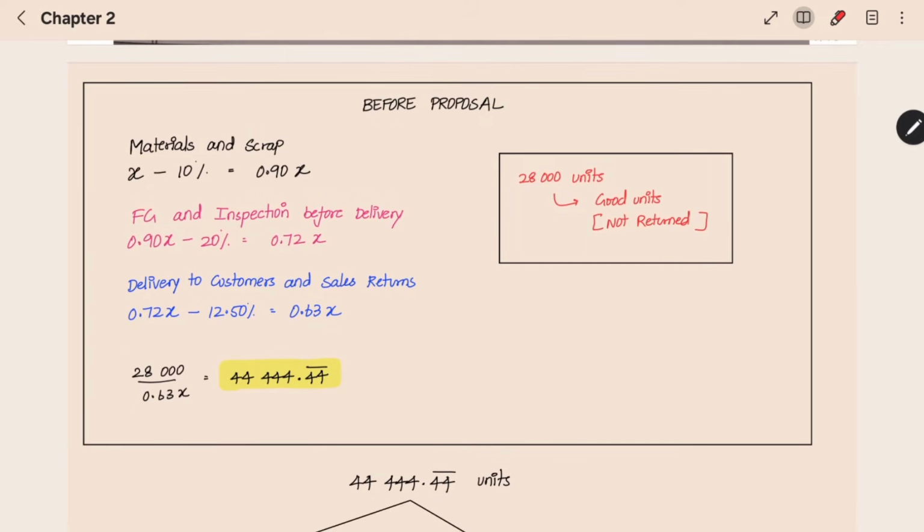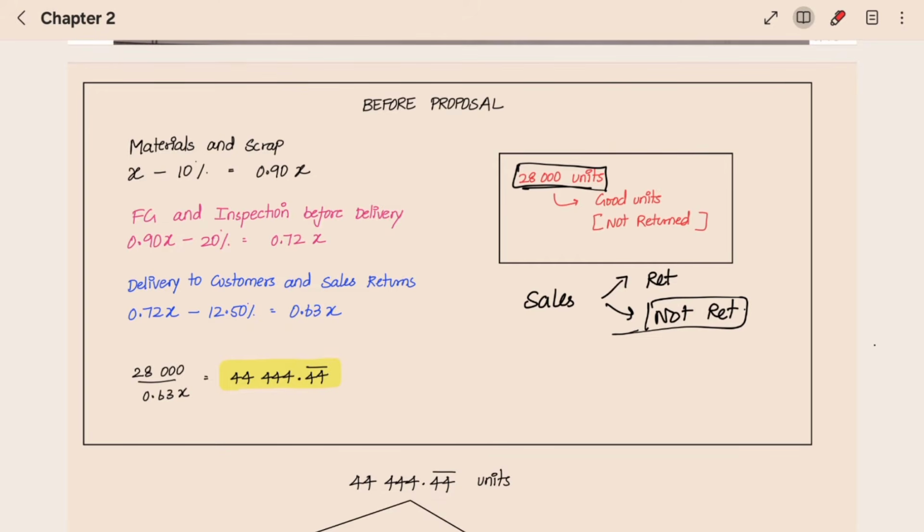Here they have given that 28,000 units is the demand for the units. Now we can take that it is the demand for good units. After sales, some units will be returned and some units will not be returned. Now we are taking an assumption that this 28,000 units will be the number of units which are not returned, that is, the number of good units. Generally, this is the best assumption, but in the question they have solved it using an alternate assumption also.